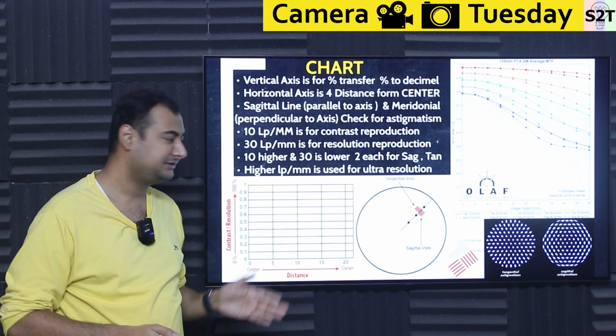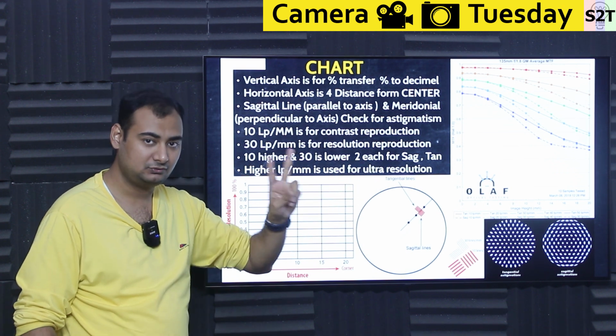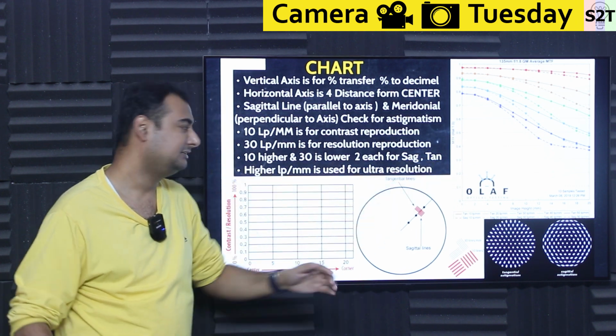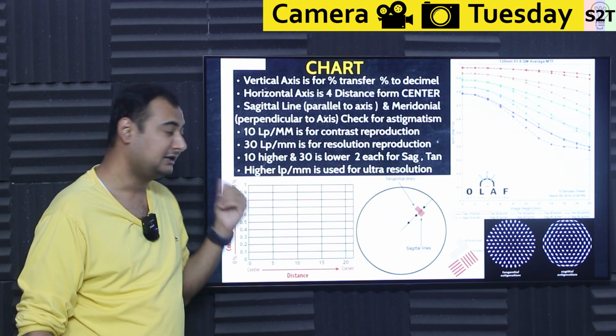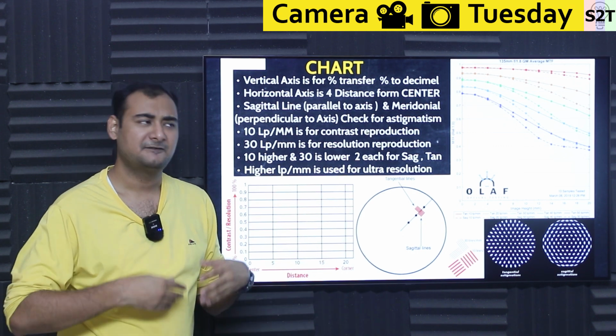So 10 is the bare minimum, 30 is the resolution one. You can go further than that, but you will always have two lines, because one would be parallel, another would be perpendicular. That would be the two lines. The closer they are, the better the micro contrast rendition would be. And higher line pairs can be used. Basically, line pair should be used if you want very high resolution.